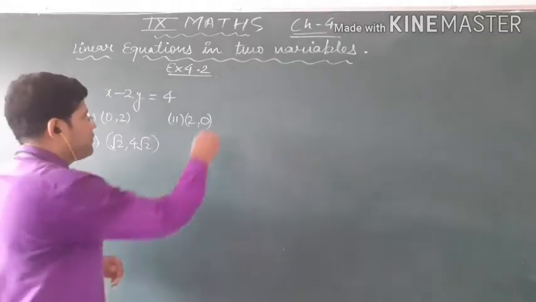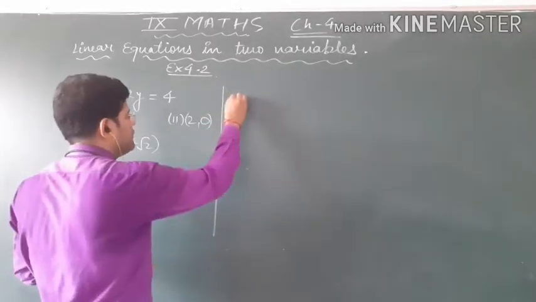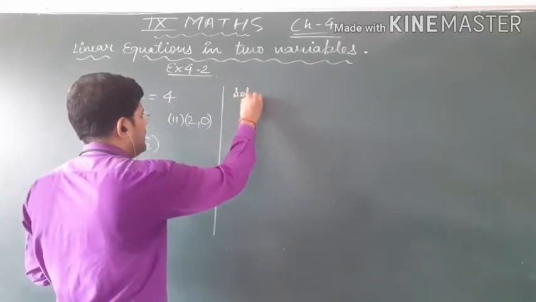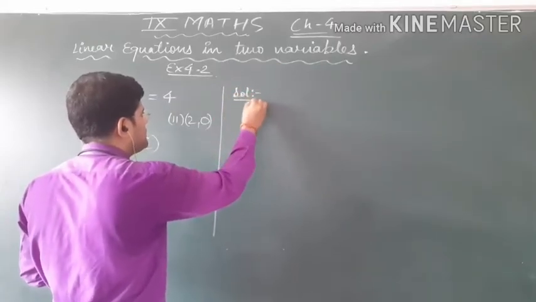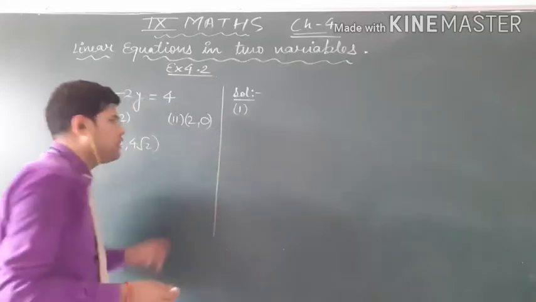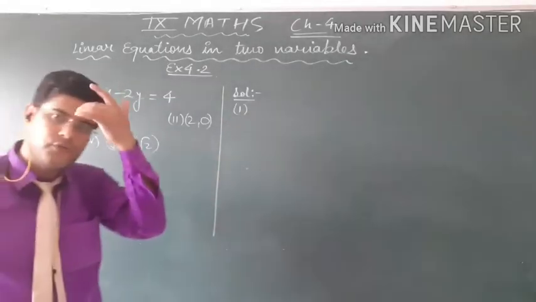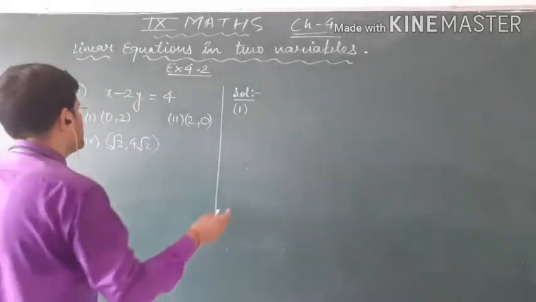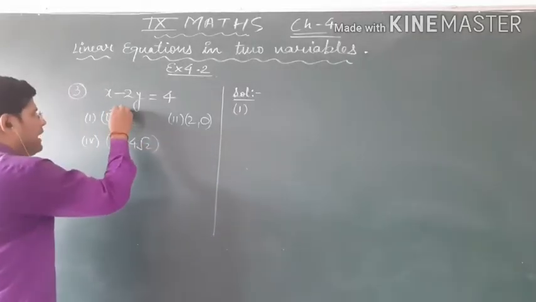Now here I am going to solve. The first one, in the book 5 portions are given and I am going to solve 3 of them. The rest of the 2 you can solve. The first one, here x equal to 2 and y equal to 2.